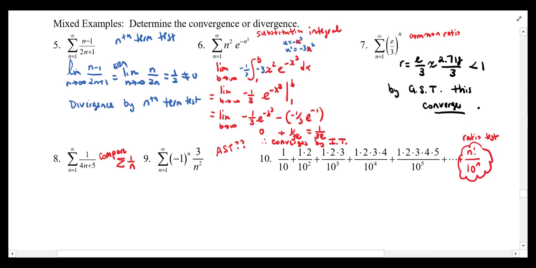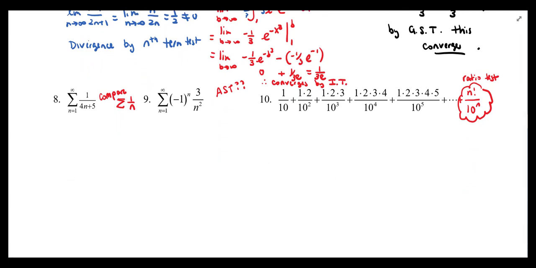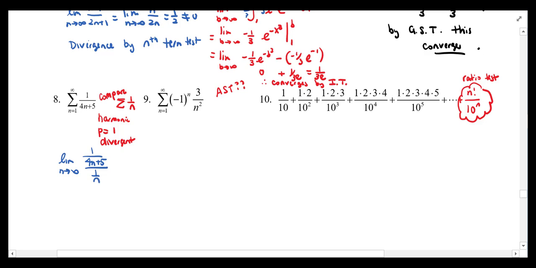And then number 8, we're looking at a comparison, what we did in the last section. So I'm comparing it to 1 over n. That is the harmonic series, or p-series with p equal to 1. So therefore, this one is divergent. Now let's see if we can compare. How do you want to compare? Well, I can do the limit comparison test. The limit as n approaches infinity of 1 over 4n plus 5, all over 1 over n.